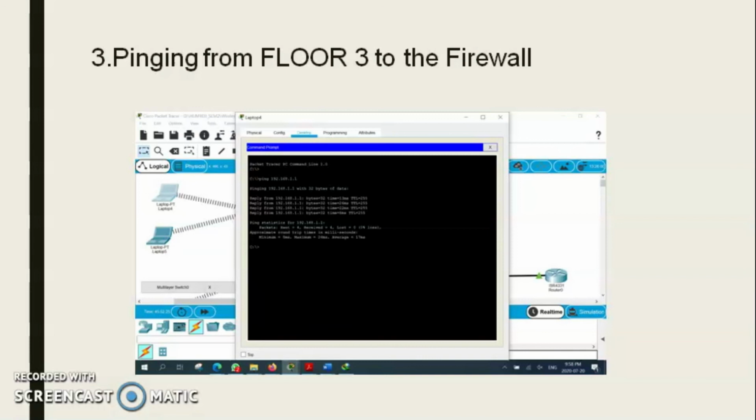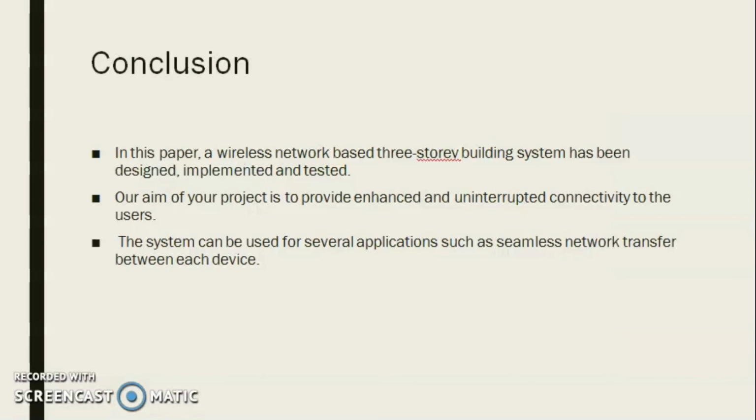Lastly, in the conclusion, wireless networks are globally something that people can expect as technology advances, and wireless networks have a lot of benefits and can make the world a lot more efficient. And by this project, our aim is to provide enhanced and uninterrupted connectivity to the users, and also the users can roam freely, having a seamless network, and we can transfer our network between each device.